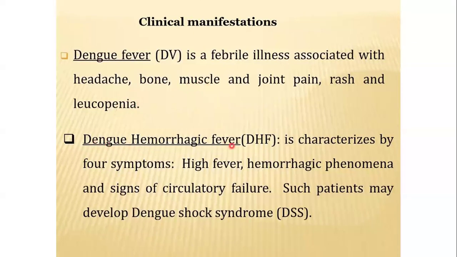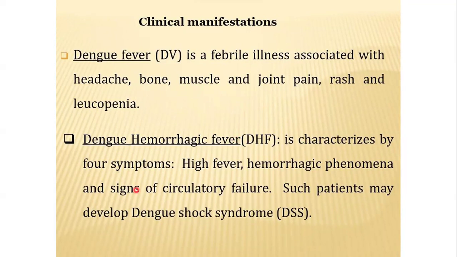Then we have dengue hemorrhagic fever, characterized by 4 symptoms: high fever, hemorrhagic phenomenon, and signs of circulatory failure. Such patients may develop dengue shock syndrome. Okay. So this one you have to know the 4 symptoms. Number 1, high fever, hemorrhagic phenomenon, and signs of circulatory failure. Okay. So you have to know that.